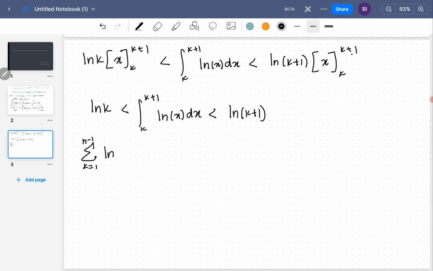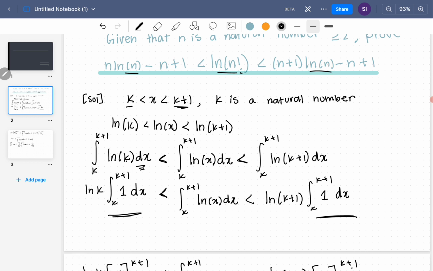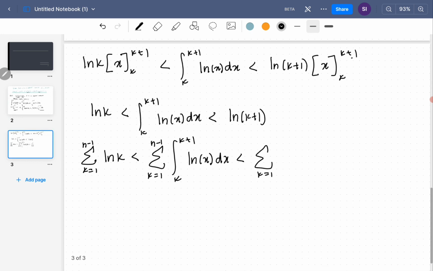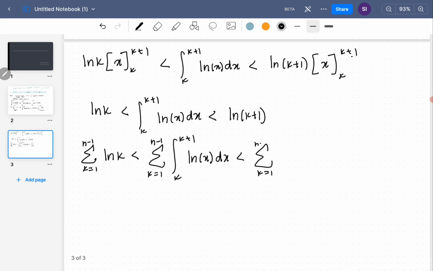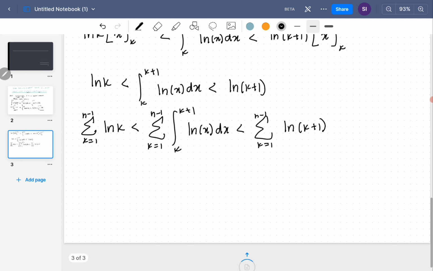And we're going to take this of natural log k is less than, once again, the summation of the integral from k to k plus 1 of natural log of x dx, summation with k equals 1 to n minus 1. And remember, k is that natural number we said before in this inequality, just to refresh your mind. And then this is the summation to n minus 1 of natural log k plus 1.